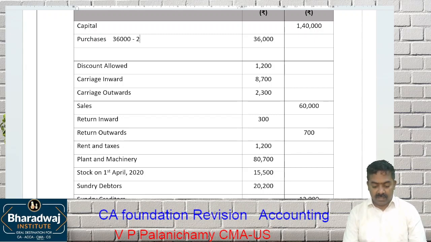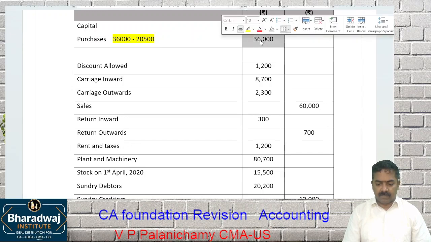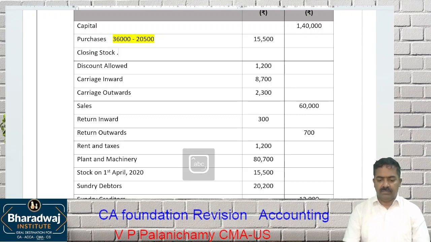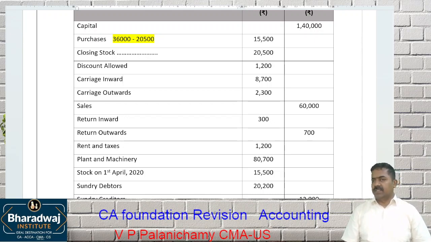20,500. So what will be the net purchases? 15,500. Then now you can show the closing stock in the trial balance. So if they want to show the closing stock in the trial balance, they will adjust the purchases.